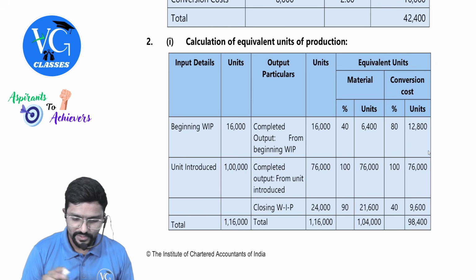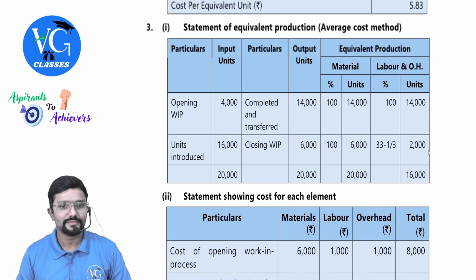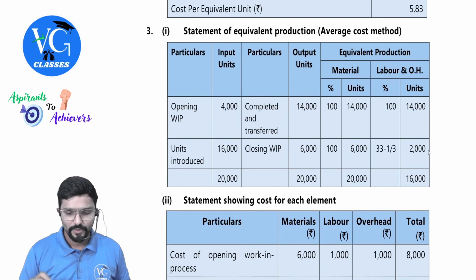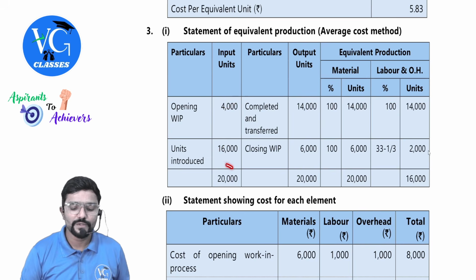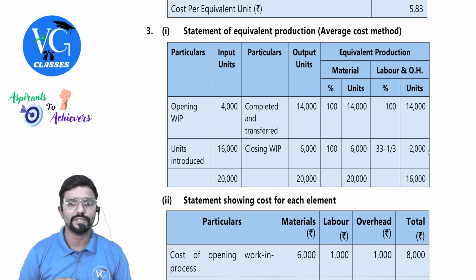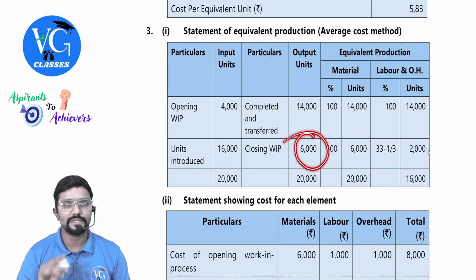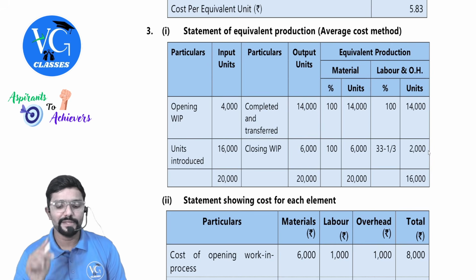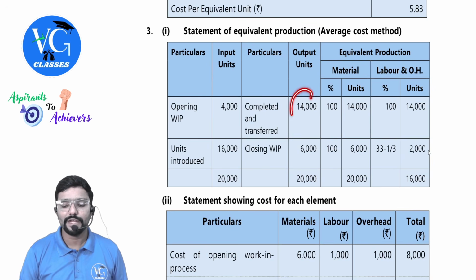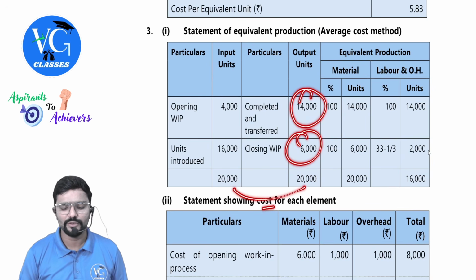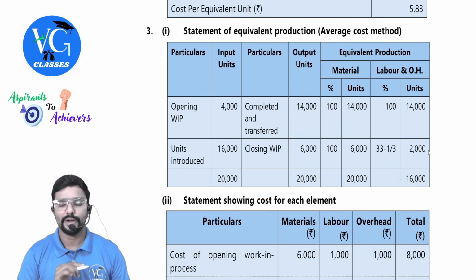Come on. Which question were we on? Third. Opening WIP 4,000 and units introduced is 16,000. So the total input is 20,000. Units completed and transferred to the next process 14,000. Then closing WIP is 6,000. Average method. Should we give a breakup of 14,000? Not required. So 14,000 plus 6,000 matching, guys. No loss.